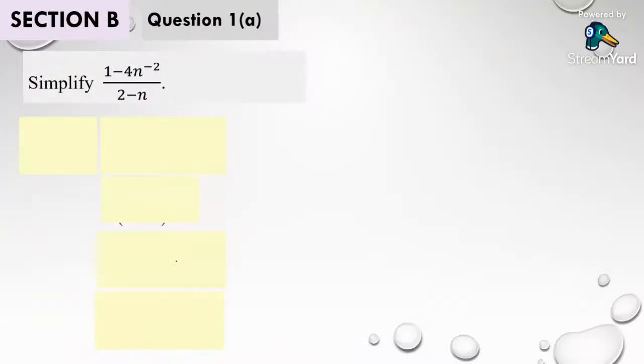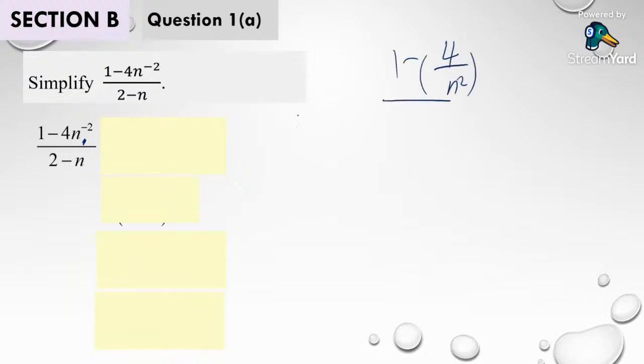Simplify. Question 1 is simplify these expressions here: 1 minus 4 power of n minus 2, over 2 minus n. Okay, guys and girls, to solve this question, there is a variety of ways of calculation. One way is that we can convert this power minus 2 to become 4 over n squared, and then do further calculations. But what I do today is a bit different, so observe carefully.